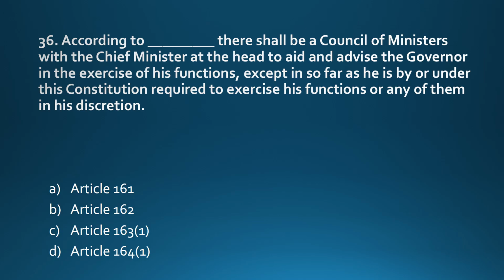Question number 36. According to Dash, there shall be a council of ministers with the chief minister at the head to aid and advise the governor in the exercise of his functions, except in so far as he is by or under this constitution required to exercise his functions or any of them in his discretion. Option A, Article 161. Option B, Article 162. Option C, Article 163 1. Option D, Article 164 1. Correct answer is option C, Article 163 1.